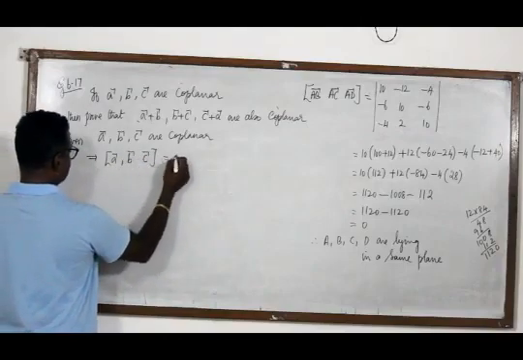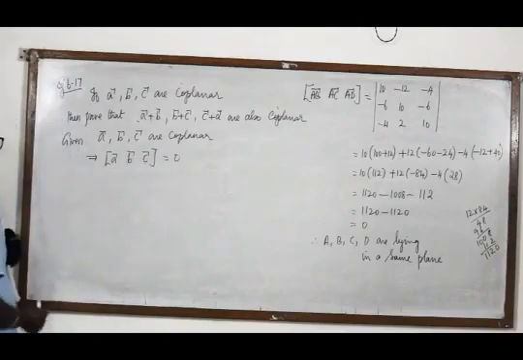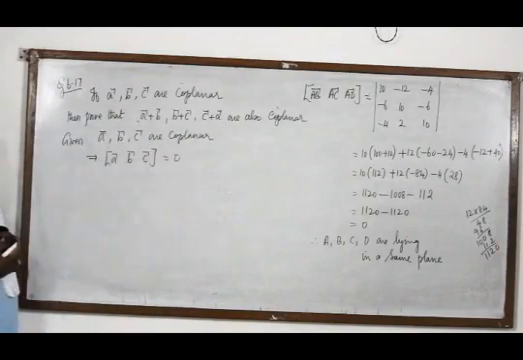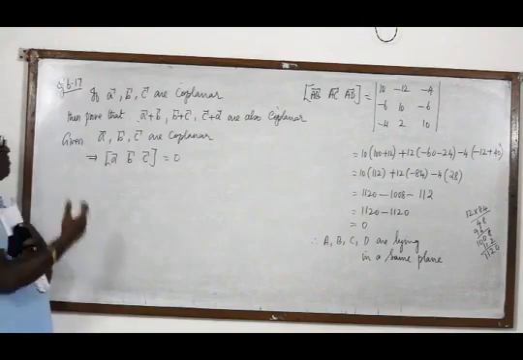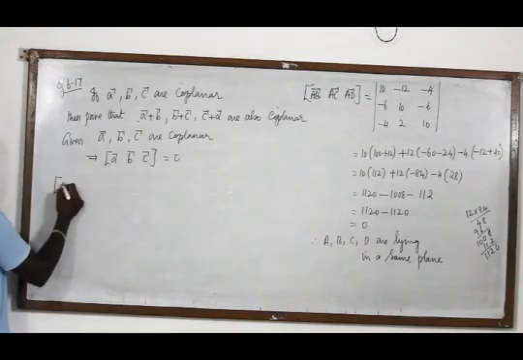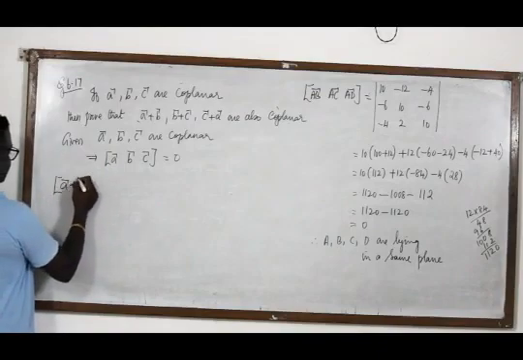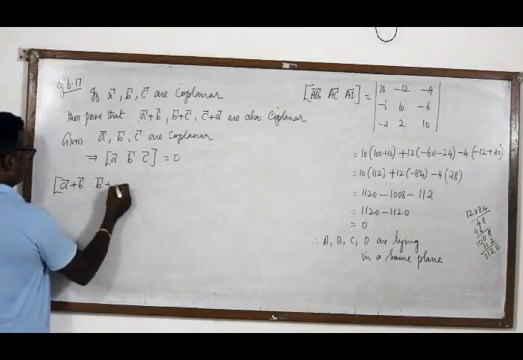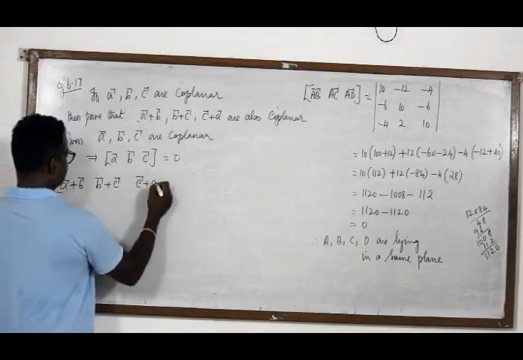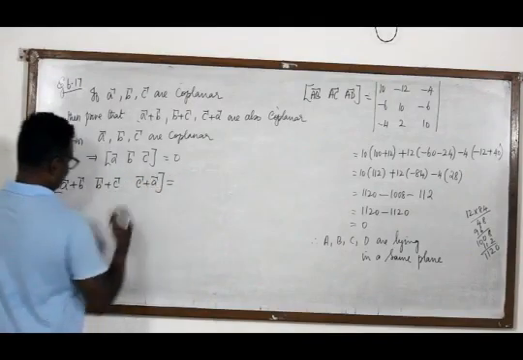Now, given A vector, B vector, C vector are coplanar, this implies box product of A vector, B vector, C vector is 0. This we know. Now, I have to prove these three vectors are coplanar. That means box product of A plus B, B plus C, C plus A must become 0. We shall check whether that is happening or not.